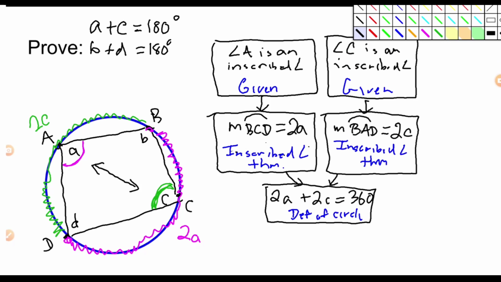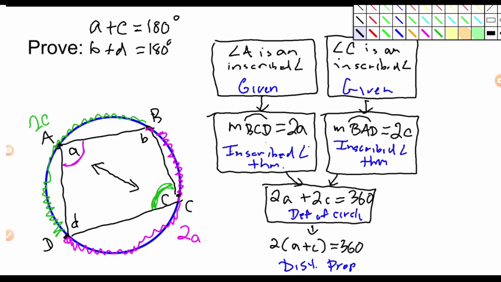All right, and now we're going to use a little bit of algebra, and I'm running out of room. Remember, we see a 2 in both parts there, a 2a and a 2c, so I'm going to use the distributive property to leave me with a plus c equals 360, and that property is called the distributive property.